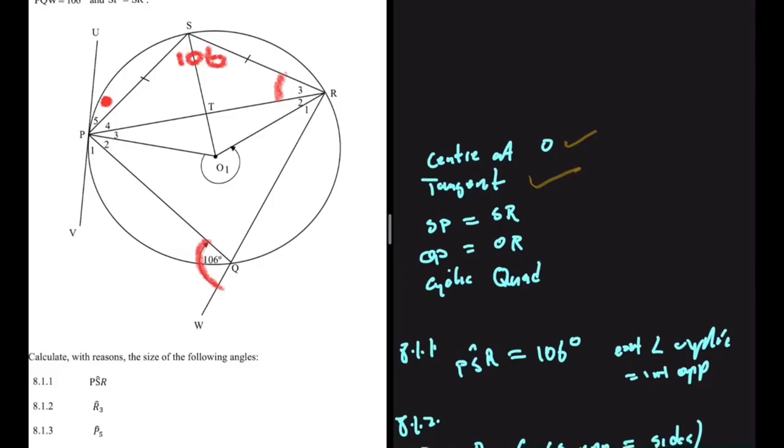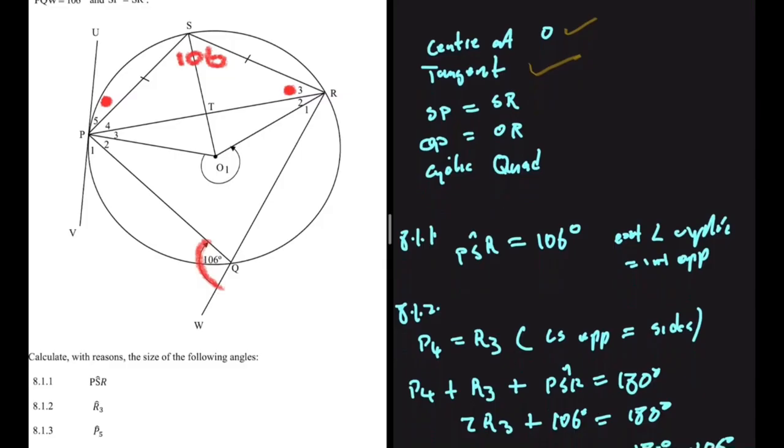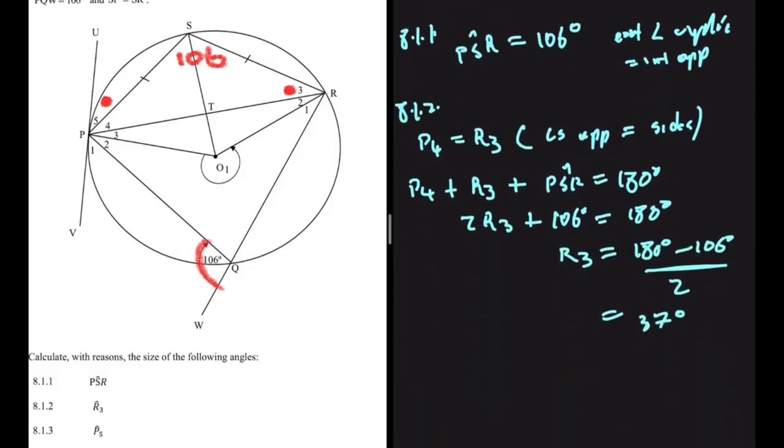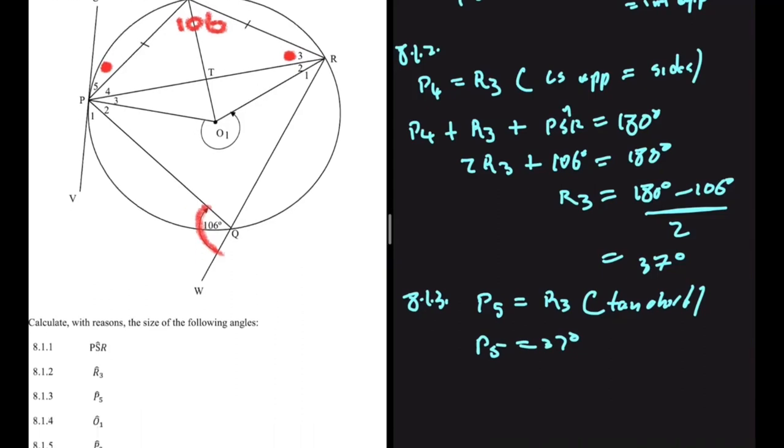We have the tan chord theorem. So angle P5 should be equal to angle R3. That is the tan chord theorem. The angle between the tangent and the chord should be equal to the angle subtended by that chord on the circumference of the circle. So in 8.1.3, we're saying that P5 is equal to R3 because of the tan chord theorem. So P5 is actually 37 degrees. Let's move to 8.1.4.